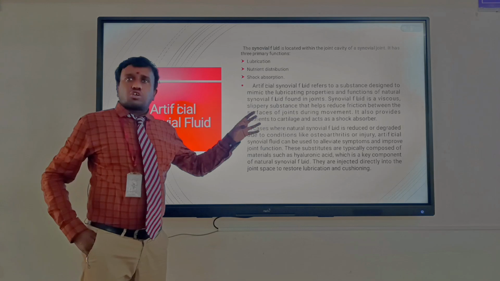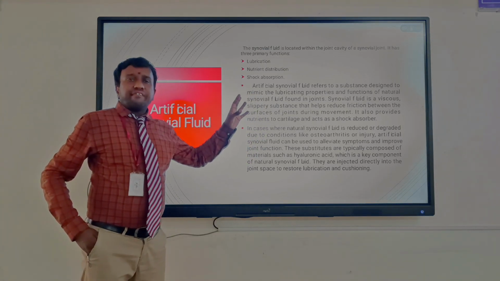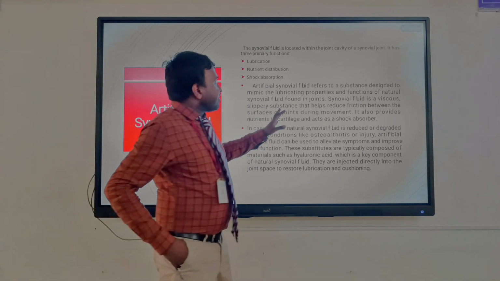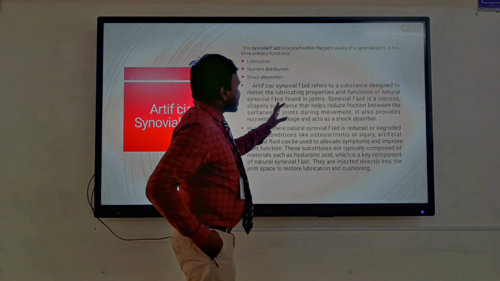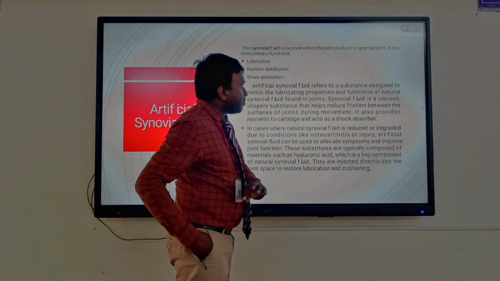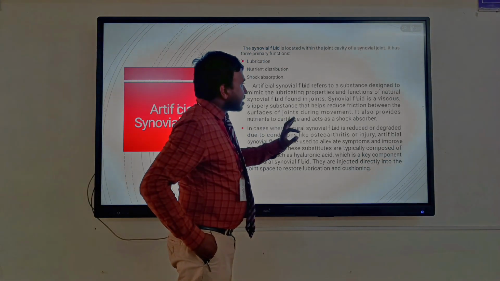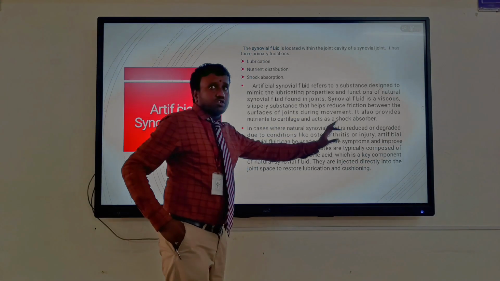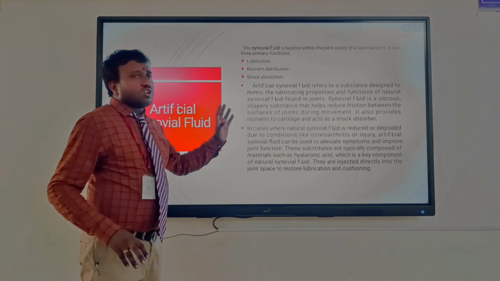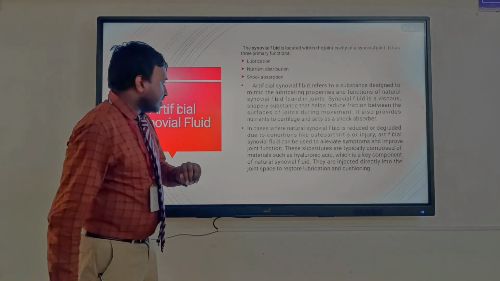They increase the synovial fluid level by artificially preparing a synovial fluid and then presenting it in the implants. Artificial synovial fluid refers to a substance designed to mimic the lubricating properties and functions of the natural synovial fluid found in the joints. Synovial fluid is a viscous, slippery substance that helps reduce friction between the surfaces of the joint during movement. So, whenever there is a need to improve the synovial fluid level, we prepare artificial synovial fluid.